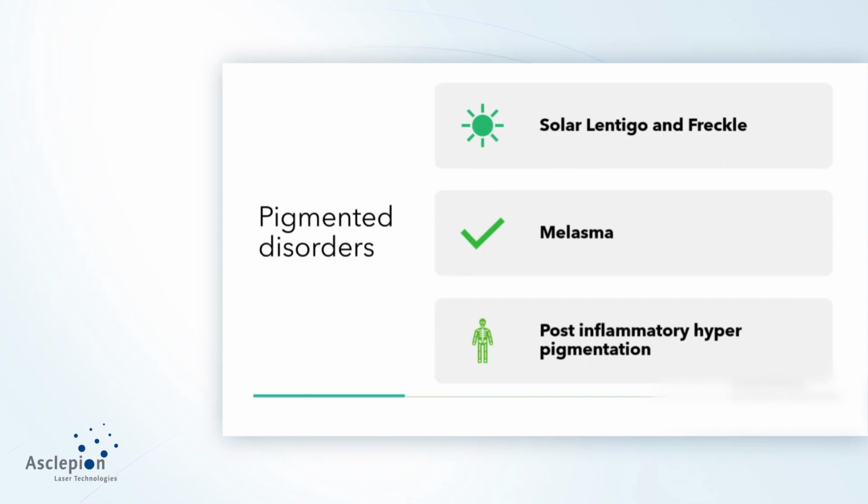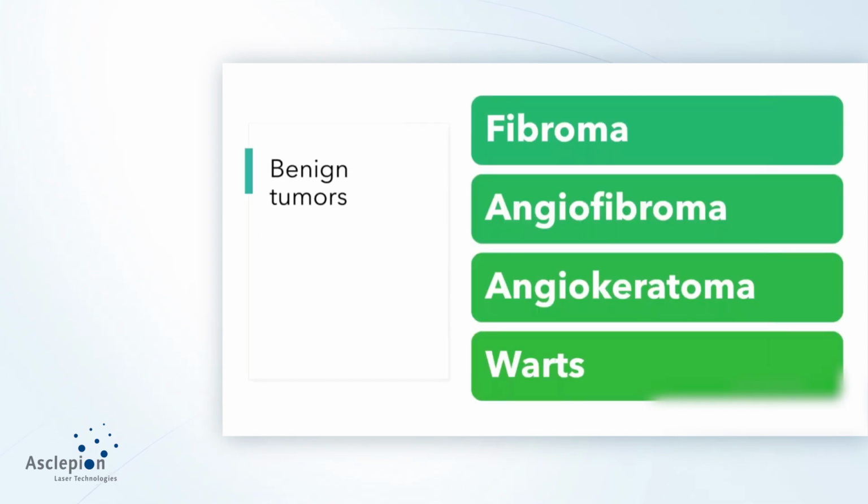The most important non-vascular treatment is pigmented disorders like solar lentigo, melasma, and post-inflammatory hyperpigmentation. All of these indications can be treated by QuadroStarPRO, as we will see later on in the clinical trials. Benign tumors like fibroma, angiofibroma, angiokeratoma, and warts can also be treated by QuadroStarPRO. If you have a lesion like a wart, angiokeratoma, or angiofibroma, you can treat it, and we will discuss how to treat it.